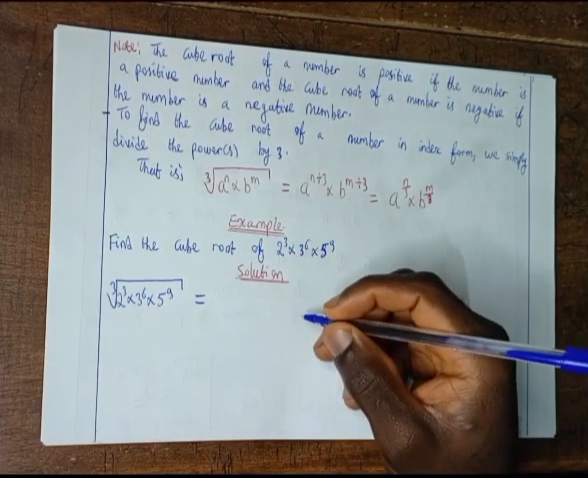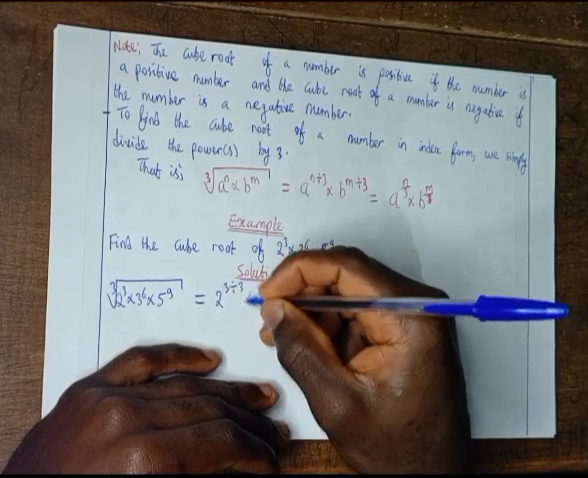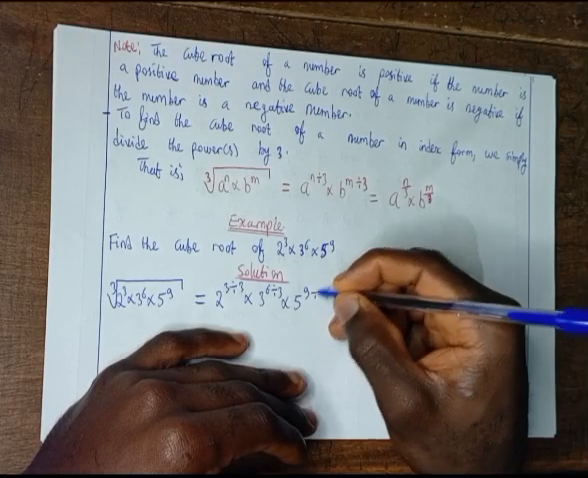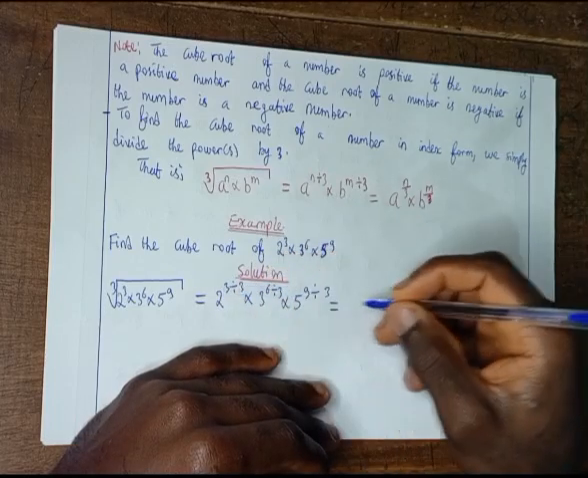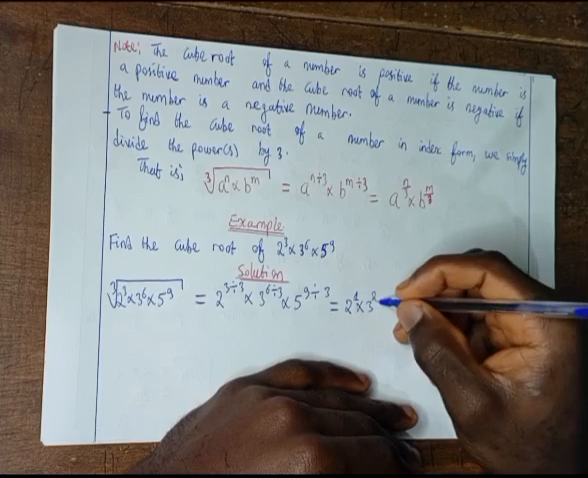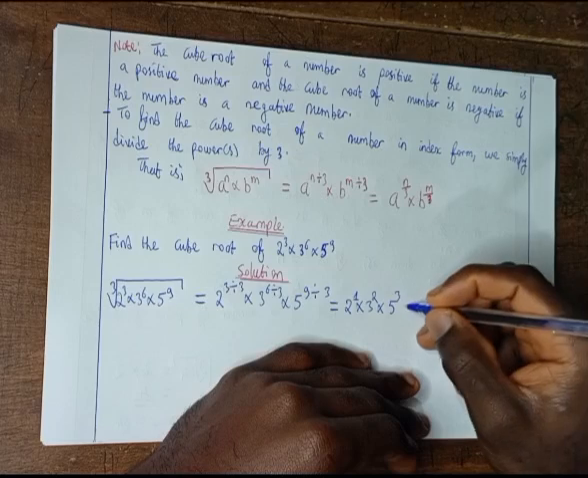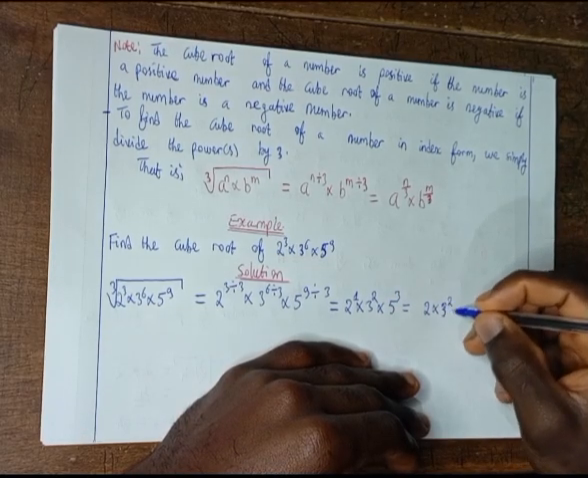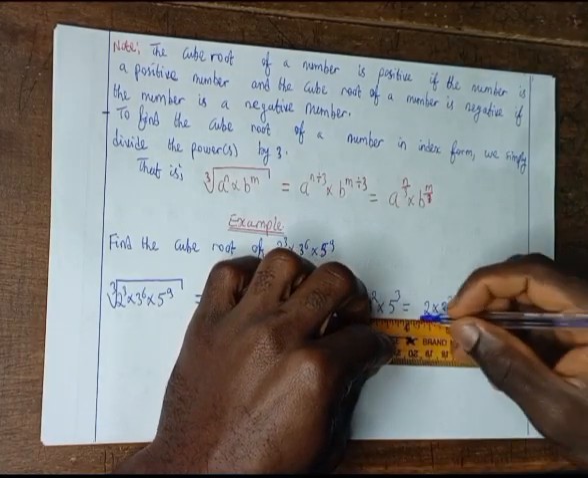So this will simply be equal to, we are going to divide the powers by 3. This will give us 2 raised to the power 3 divided by 3 times 3 raised to the power 6 divided by 3 times 5 raised to the power 9 divided by 3. So this will simply be equal to 3 divided by 3 gives us 1, 2 raised to the power 1 times 3 raised to the power 6 divided by 3 gives us 2, times 5 raised to the power 9 divided by 3 gives us 3. This will simply be equal to 2 raised to the power 1 remains 2 times 3 raised to the power 2 times 5 raised to the power 3. So this will be the final answer.